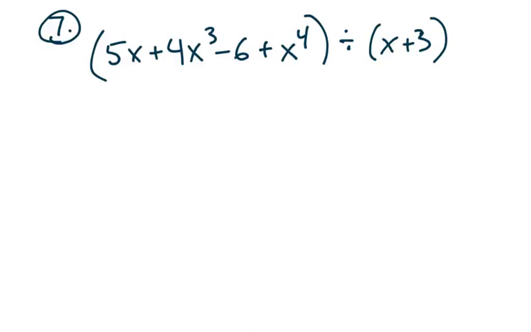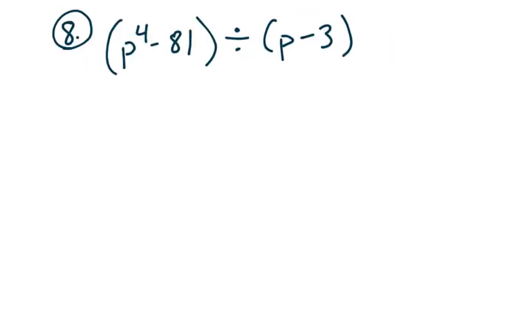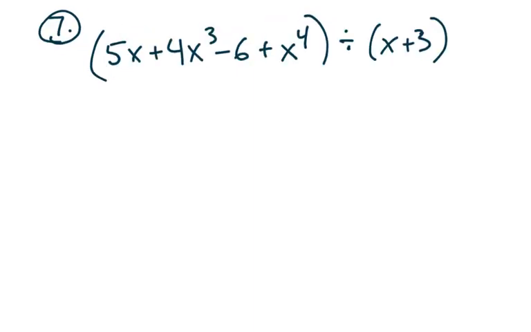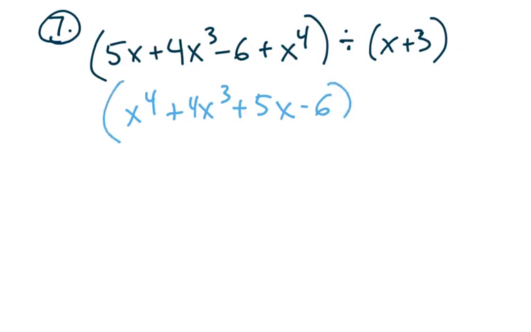I'm almost out of time. I think this is the last one. Oh, got 2 more. Let's quickly go through this via synthetic. Now, keep in mind, you have to put these in order. So this is going to become x to the 4th plus 4x cubed plus 5x minus 6, and this is going to be divided by x plus 3. Notice we have an issue here because there is no x squared term, so I have to insert a 0x squared term here. And now we're ready to rock and roll.